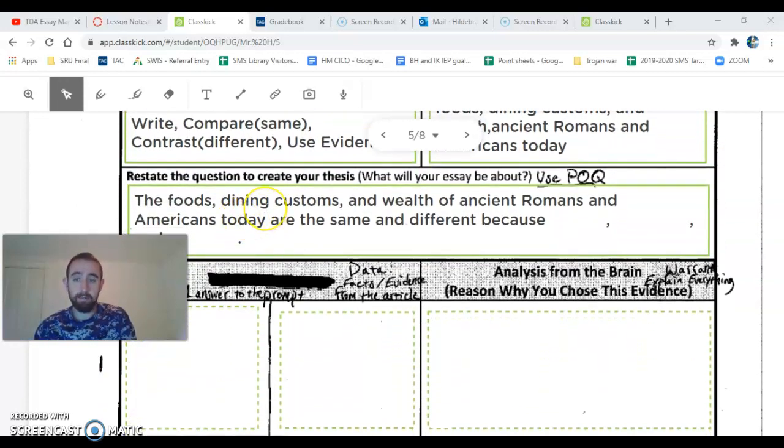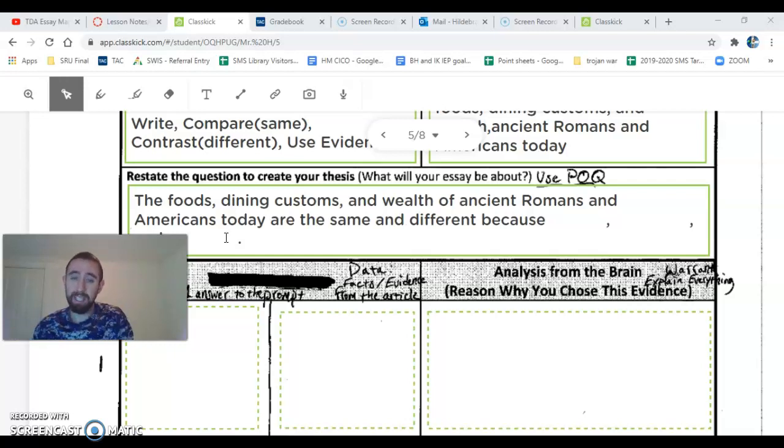Now, in our thesis, we have to talk about the foods, dining customs, and wealth of ancient Romans and Americans today. We're trying to figure out how they're the same and different. So we could say the foods, dining customs, and wealth of ancient Romans and Americans today are the same and different because, and we left three blanks, as every good essay has at least three major points. Now, you might argue that their foods, dining customs, and wealth are the same, so you might have three similarities here. You might argue that they're different, or you might argue both. And that's fine.